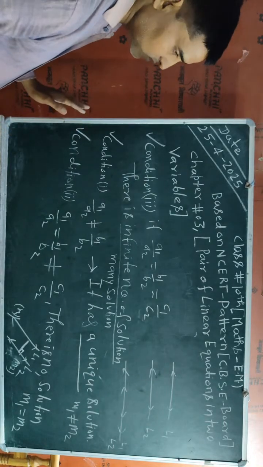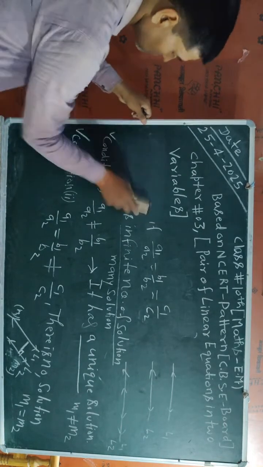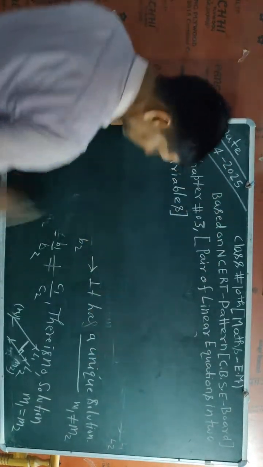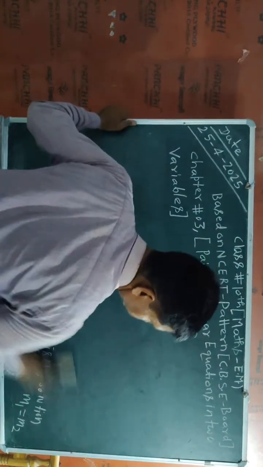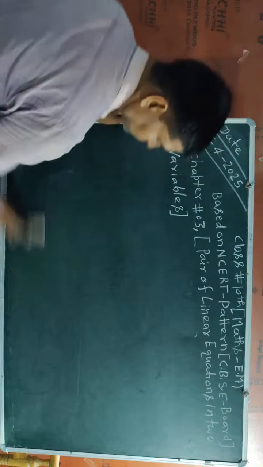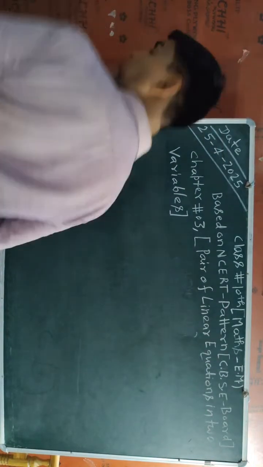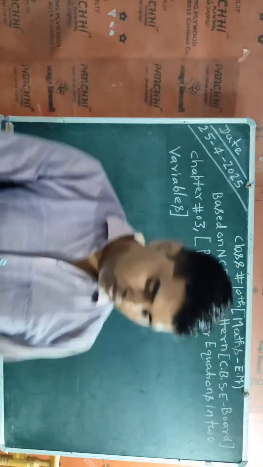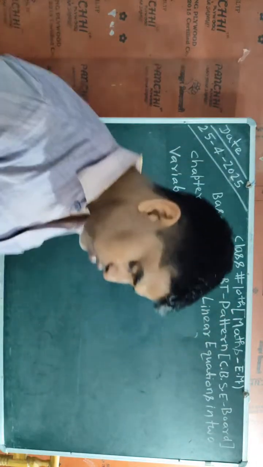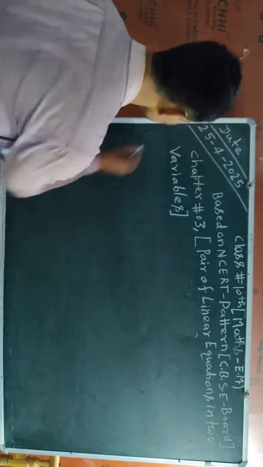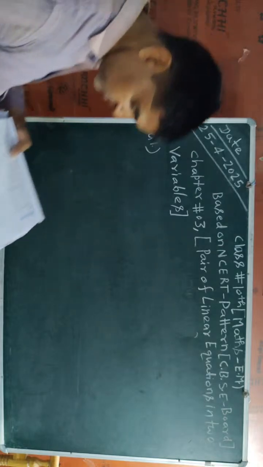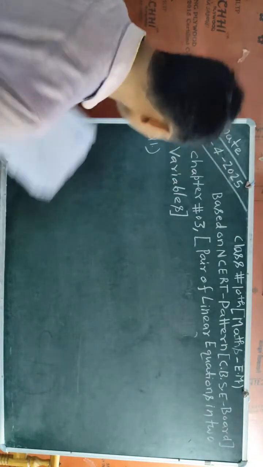So I am going to erase this. Further I will take one question from the textbook now and then I will solve it also. This is question number 1, which is related to pair of linear equation in two variables. We will solve.